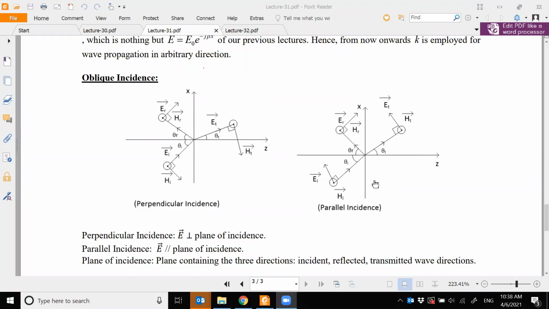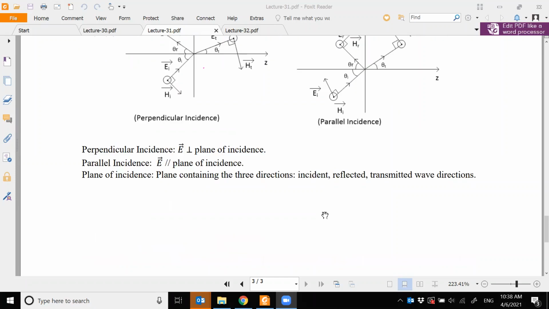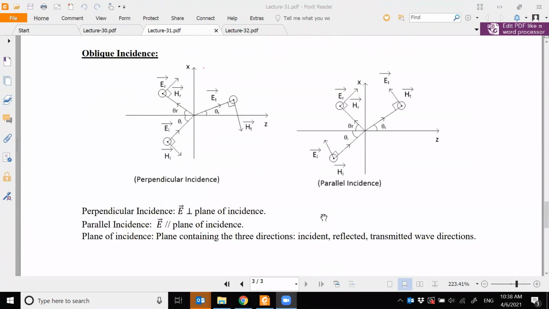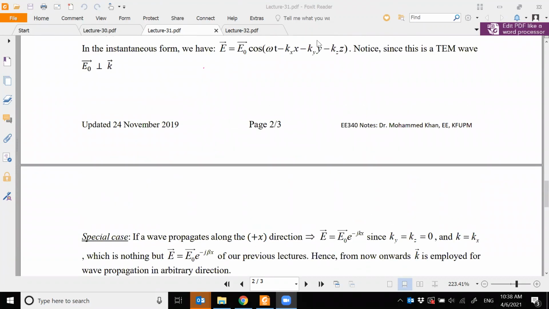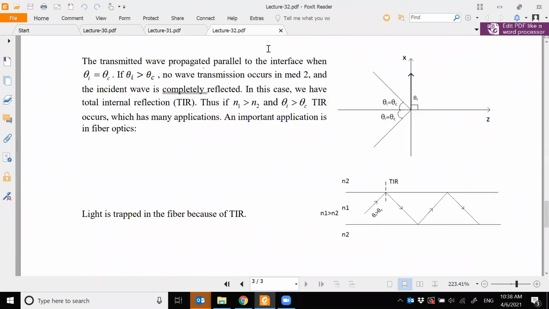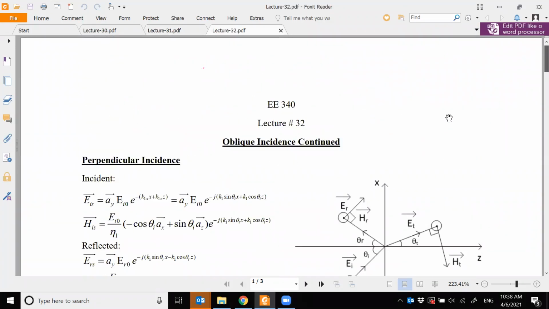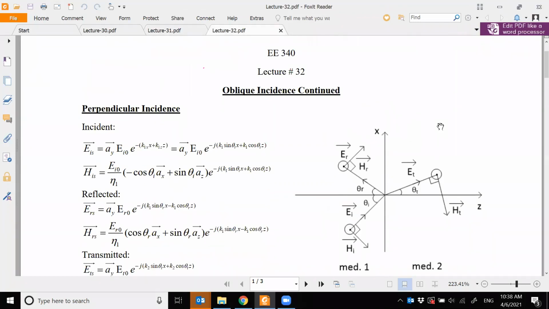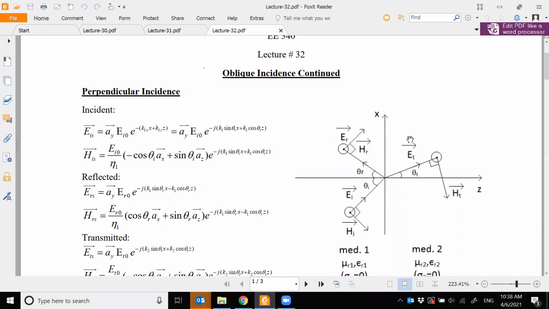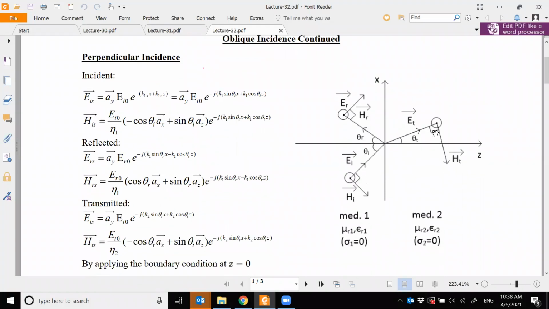If my electric field has all three components, X, Y, and Z, then this is called the oblique incidence. So what we are going to do is take the perpendicular incidence and solve it carefully. We will spend enough time to understand that. And then parallel incidence is very similar to the perpendicular incidence, so there I will just show you the answers. Okay, so let's start here.